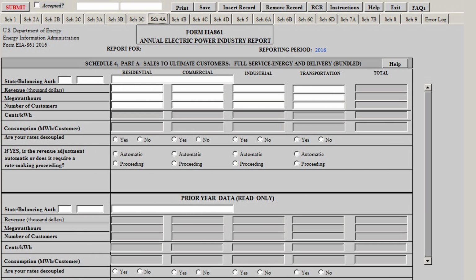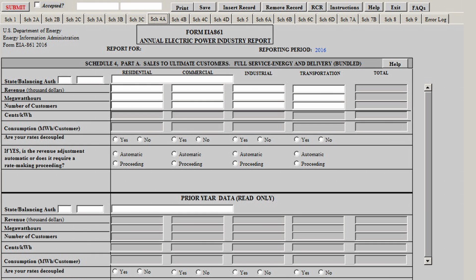Schedule 4 Parts A through D collect data related to the sale of electricity to the ultimate customer. Revenue on Schedule 4 is the total annual revenue from the sale of electricity reported in $1,000 and to the nearest tenth. Revenue should not include late fees or other penalty payments. Any prior period revenue adjustments or credits should be reported on Schedule 2, Part C, Line 4. Megawatt hours are the total annual sales to ultimate customers and are rounded to the nearest whole value. Please pay close attention to the calculated average price on Schedule 4 to ensure that revenue and megawatt hour amounts are in the correct units.